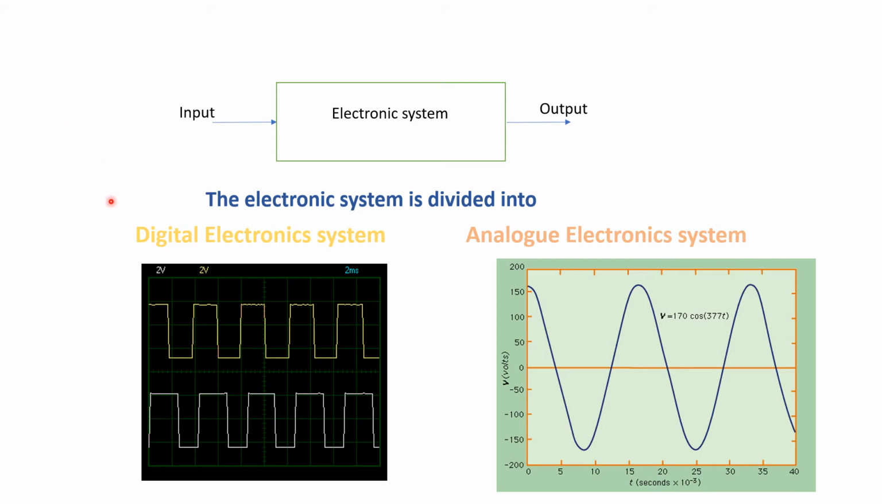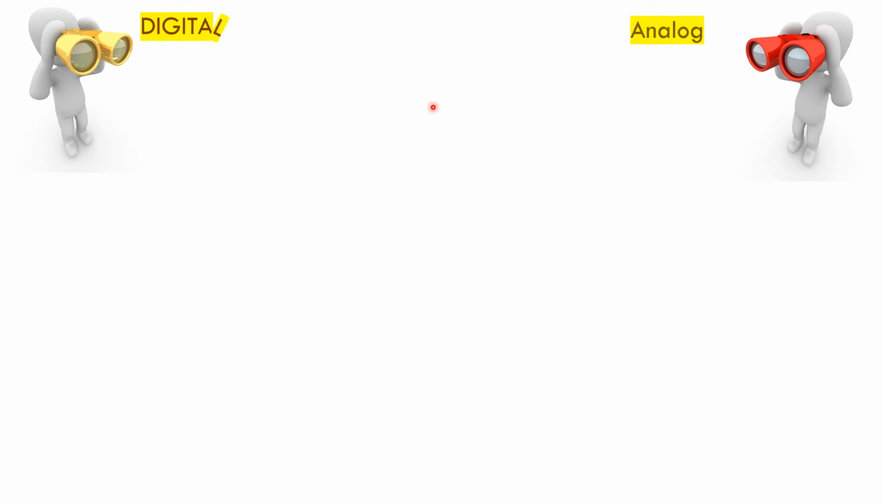Hope you understand till here. Once you understand both the electronic systems, you will come to know about a few of the observations. One is power consumption. This analog electronic system will consume more power when compared to the digital electronic system, because the digital electronic system has transistors which are operated in the cutoff region or saturation region. So due to that it will consume low power.